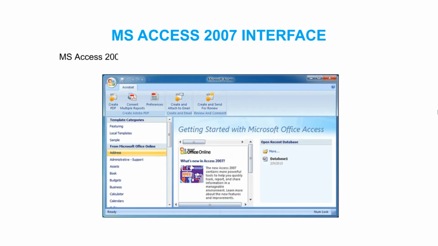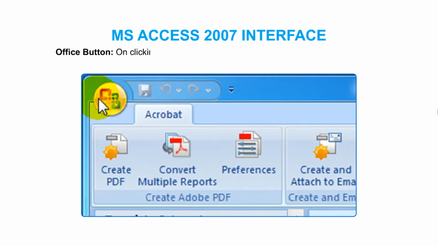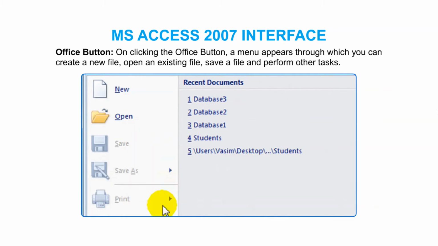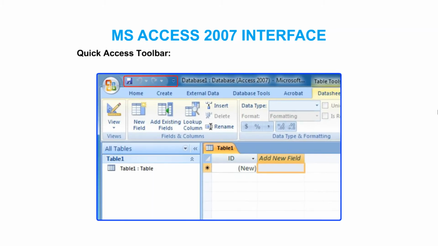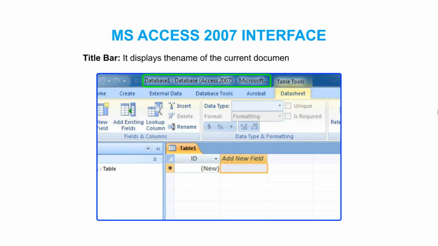Let us understand MS Access interface. MS Access 2007 is completely a new user interface as compared to older versions. The elements of MS Access window 2007 are as follows. Office button. On clicking the Office button, a menu appears through which you can create a new file, open an existing file, save a file and perform other tasks. Quick Access toolbar. It contains button to access the commands you frequently use. You can also add commands to it. Title bar. It displays the name of the current document and application.